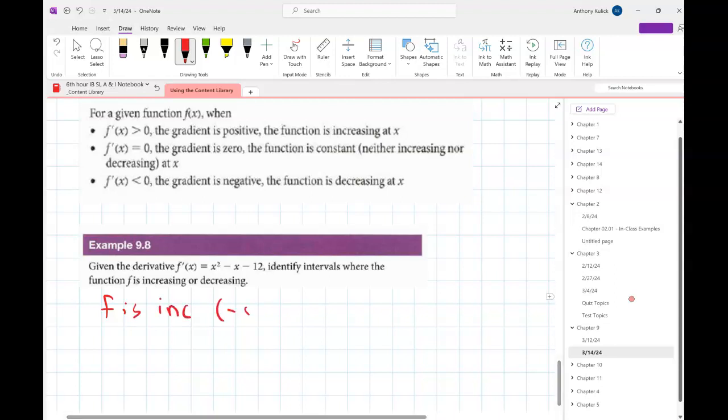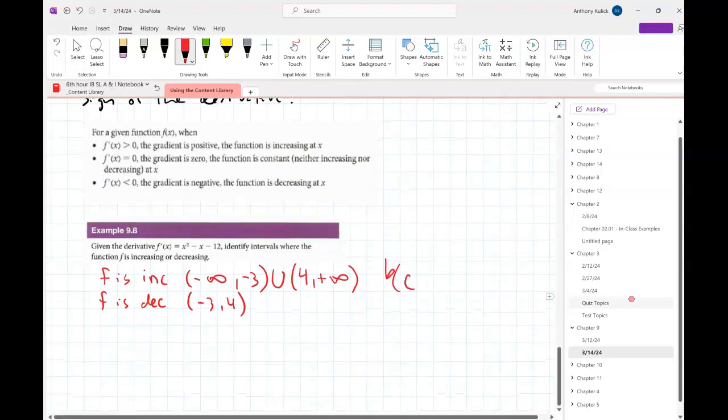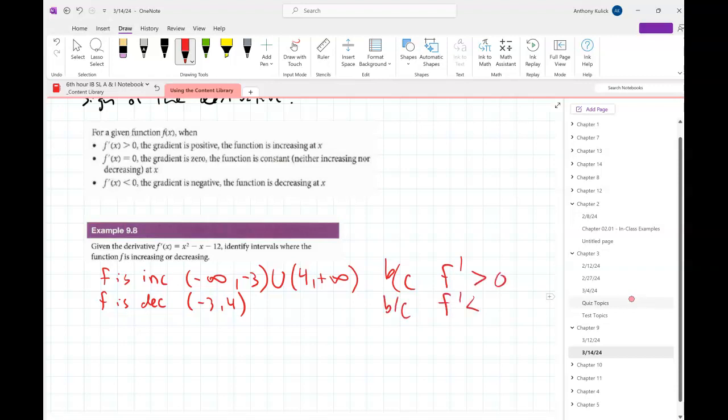So we're increasing from negative infinity to negative 3, and then from 4 to positive infinity. And then we're decreasing from negative 3 to 4. Usually we'd write these using interval notation like I've done here. So again, we're describing the x's where f is increasing or f is decreasing. Everybody's cool? And again, we can say this because f prime is greater than 0 there, and f prime is less than 0 there.